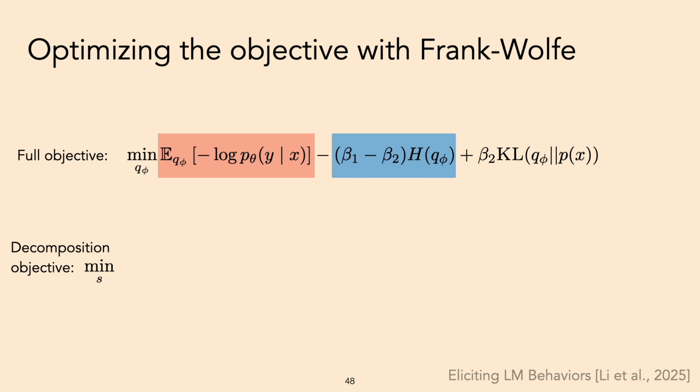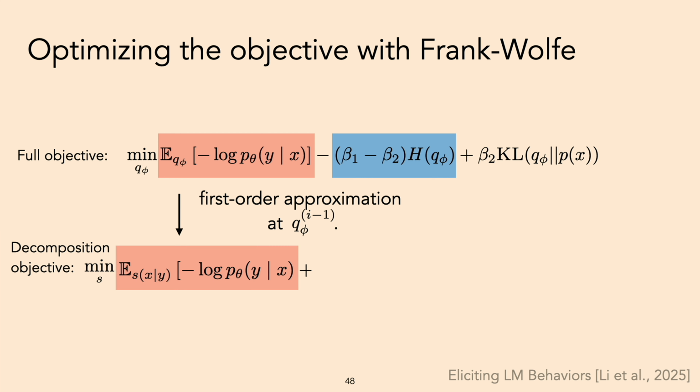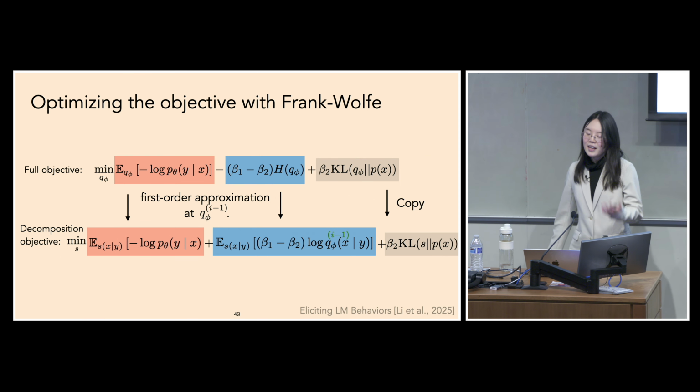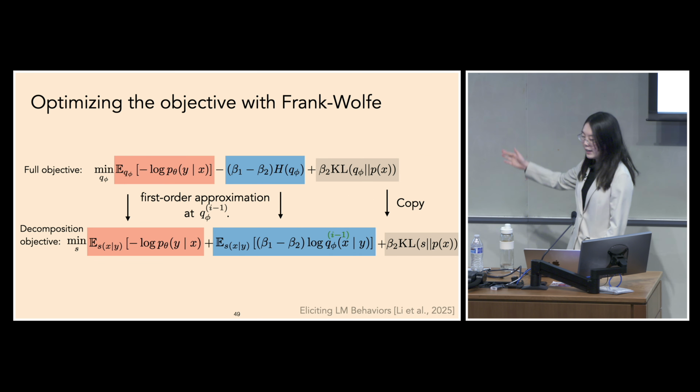So plugging in this conditional gradient method to our full objective, we would first do linear approximation to the pink and the blue boxes. And this is essentially trying to compute the first order Taylor expansion at the current solution, which is Q phi i minus 1. And we obtain this term here, which is exactly the first part of our decomposition objective that we just discussed, the red teaming term. And we do the same for the blue boxes, and we obtain exactly the second term of our decomposition objective, which is the diversity term. And then for this gray box, we copy it over directly.